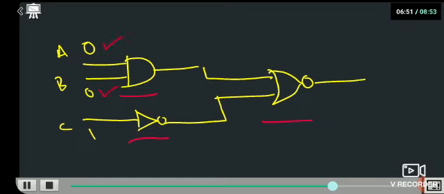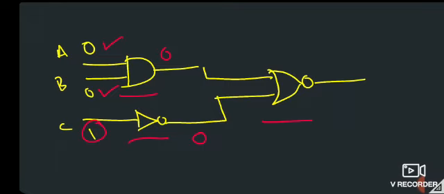There are two inputs in the AND gate, 0 and 0. 0 into 0 is 0. For the NOT gate, 1 is converted into 0.